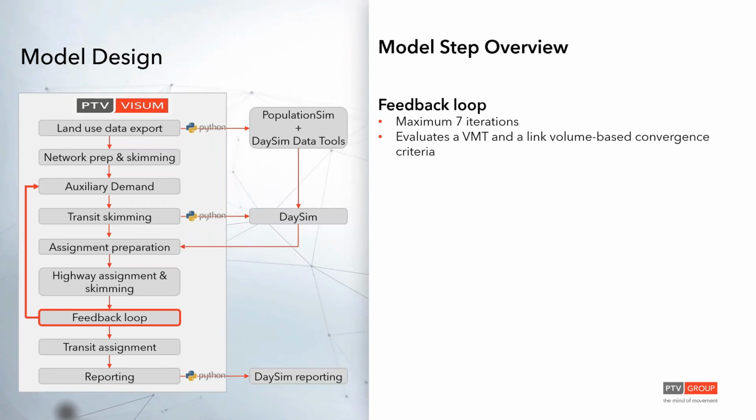There are 2 convergence criteria in NERPMAB, a VMT based convergence criterion and a link volume based convergence criterion. And if the criteria are not met, then the control goes back to the auxiliary demand step, and NERPMAB has been set up to run a maximum of 7 iterations. But if the convergence criteria are met, then the model can break out of the feedback loop before 7 iterations.